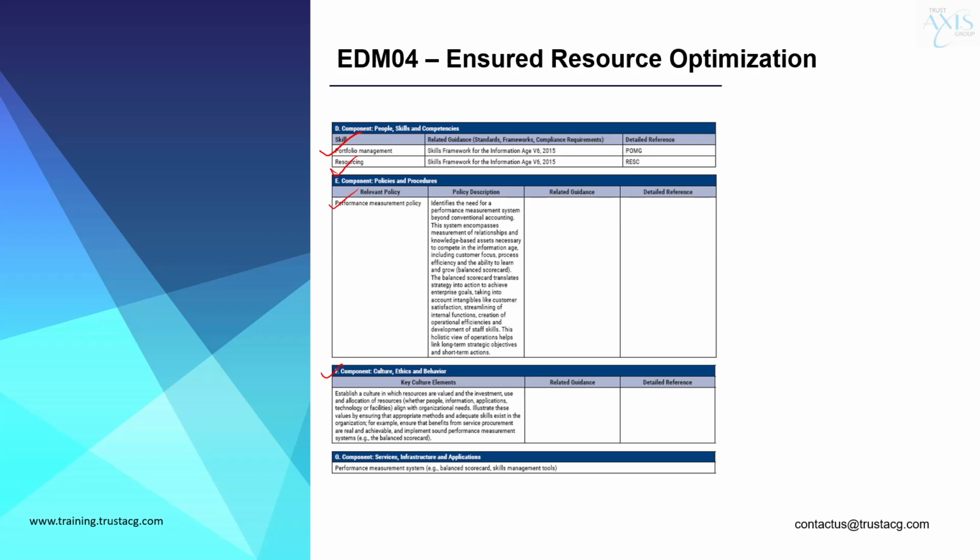And the final component that you can associate with this is services, infrastructure, and applications. This is the component which provides the tools and systems that help you support measurement and continuous improvement. Here the key enabler is performance measurement systems like your balanced scorecard tools, which can provide you with a holistic view of performance across financial, operational, and learning dimensions.